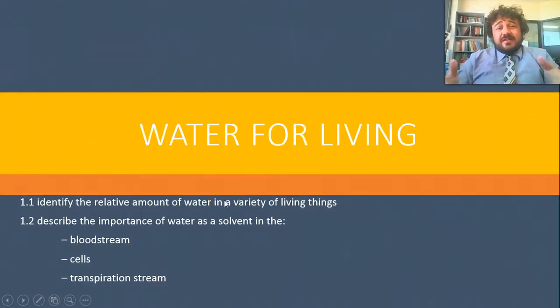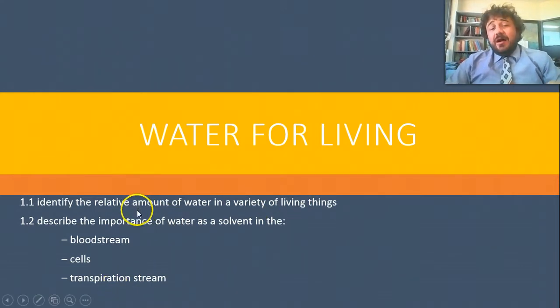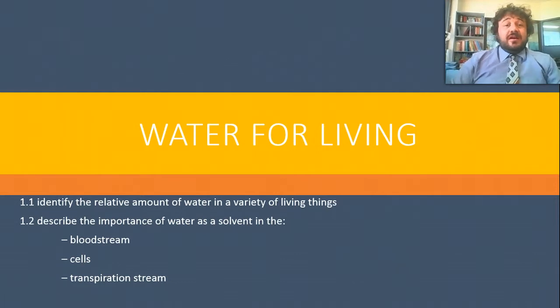So today we're going to start our water for living topic, and essentially we want to look at these two aspects. We want to look at how much water is in different things. That's pretty quick. We want to look at what water is as well, and we want to describe the importance of water as a solvent in these three objects right here. So let's get going. Those are just dot points.